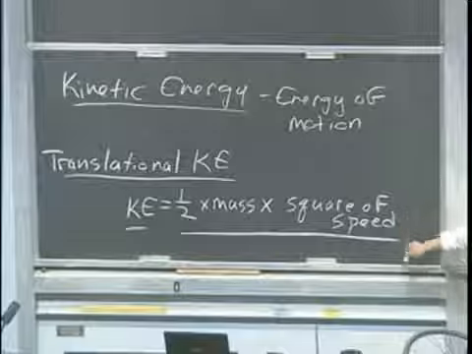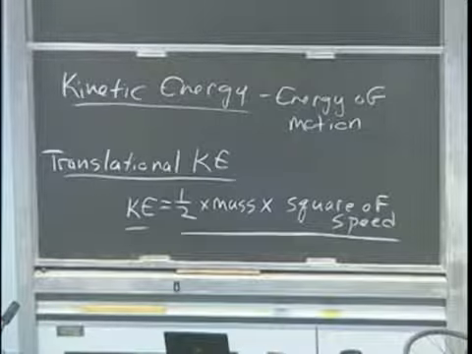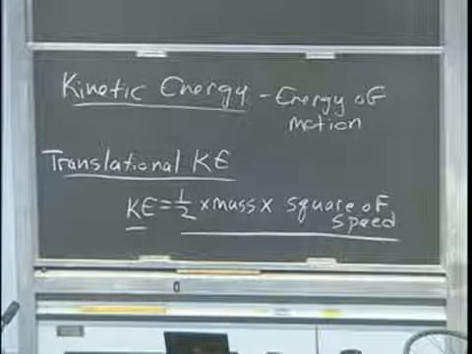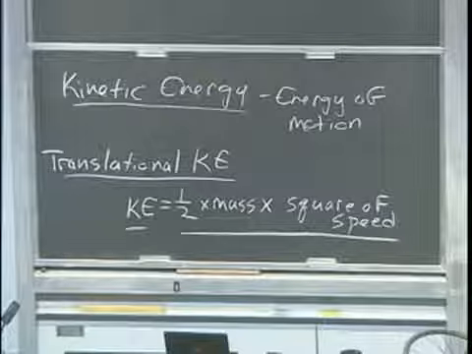Okay, this factor is important. It scales as the square of the speed. So that means if you double the speed of an object, you quadruple the amount of kinetic energy that it has.